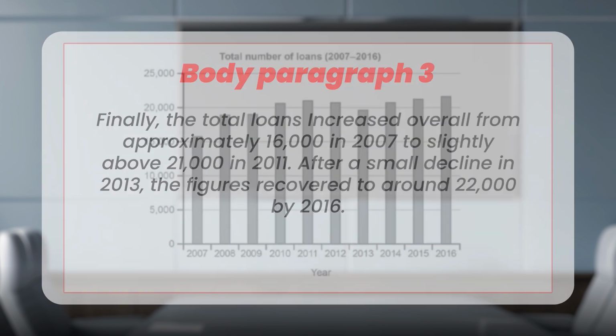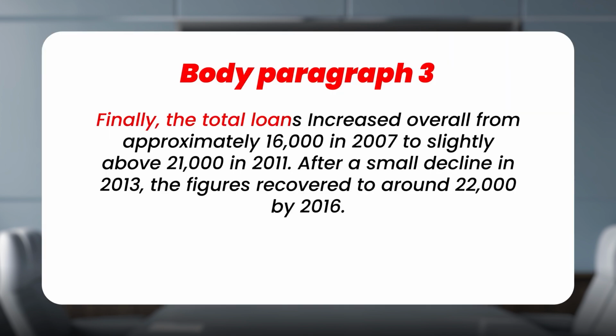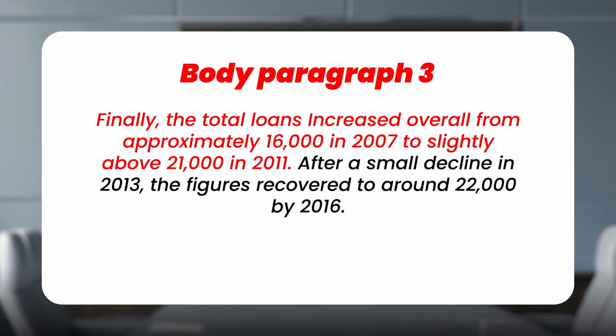So let's write this. Finally, the total loans increased overall from approximately 16,000 in 2007 to slightly above 21,000 in 2011. Now, can you see the language that has been used? I'm writing approximately 16,000 because I'm not sure whether it is 16,500 or 16,000. It's over 15,000. So that is why we are using the language of approximation. Slightly above 21,000, again for the same reason. And in between, we have skipped the values because they are not very important.